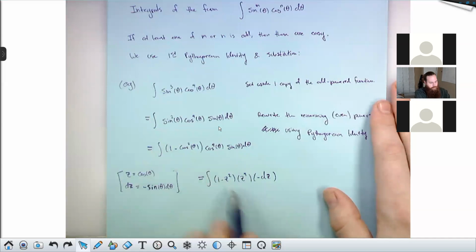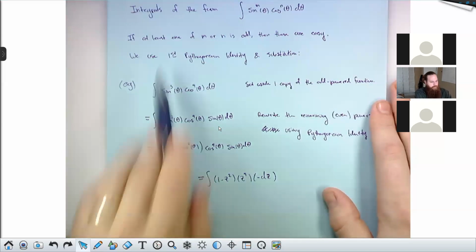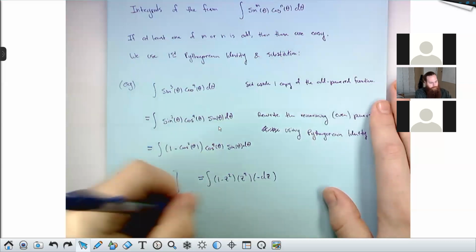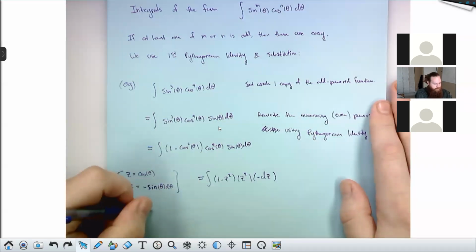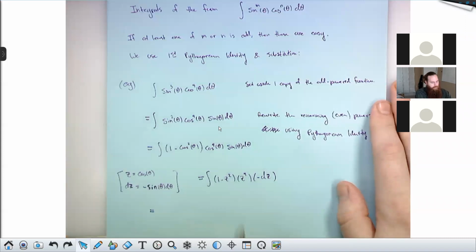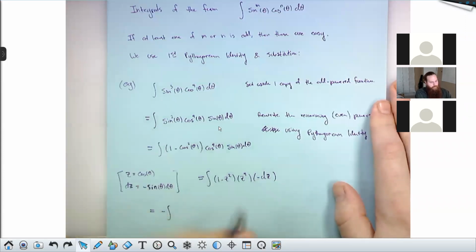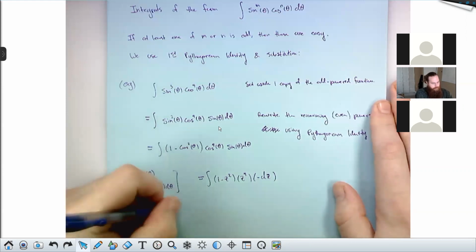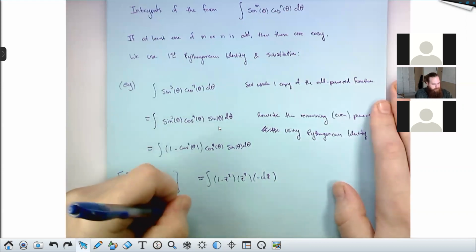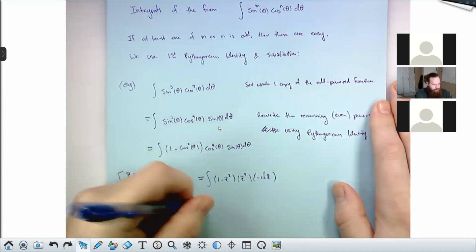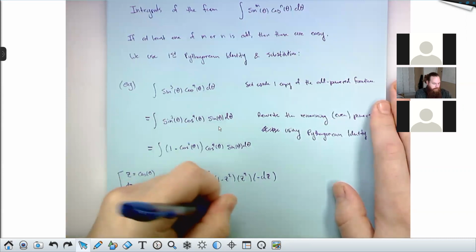And then you distribute. So the name of the game here is if at least one of the powers is odd, you can always turn the integrand, the thing you're integrating, into a polynomial. This negative, I'll pop all the way out front. This z to the 4, I'll distribute. So I'll have z to the 4 minus z to the 6 dz.